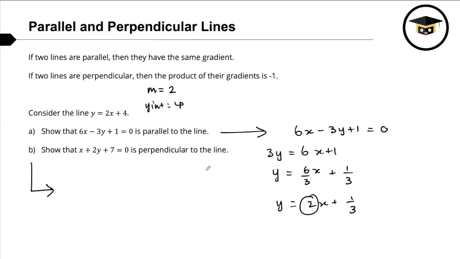Now for part B, show that x plus 2y plus 7 equals 0 is perpendicular to the line. So we're going to be doing the exact same thing, but hopefully we get a different gradient so that the new gradient times 2 gives us -1. So let's have a go.